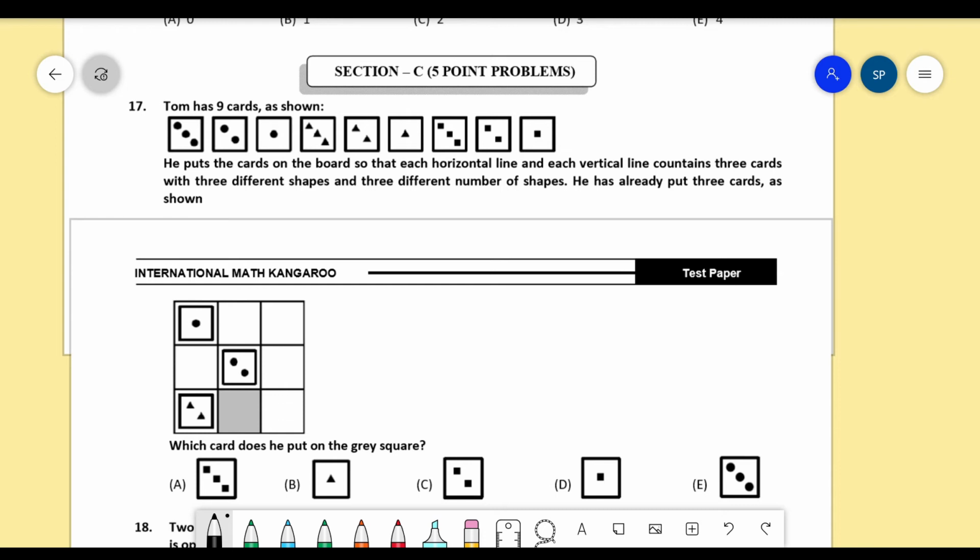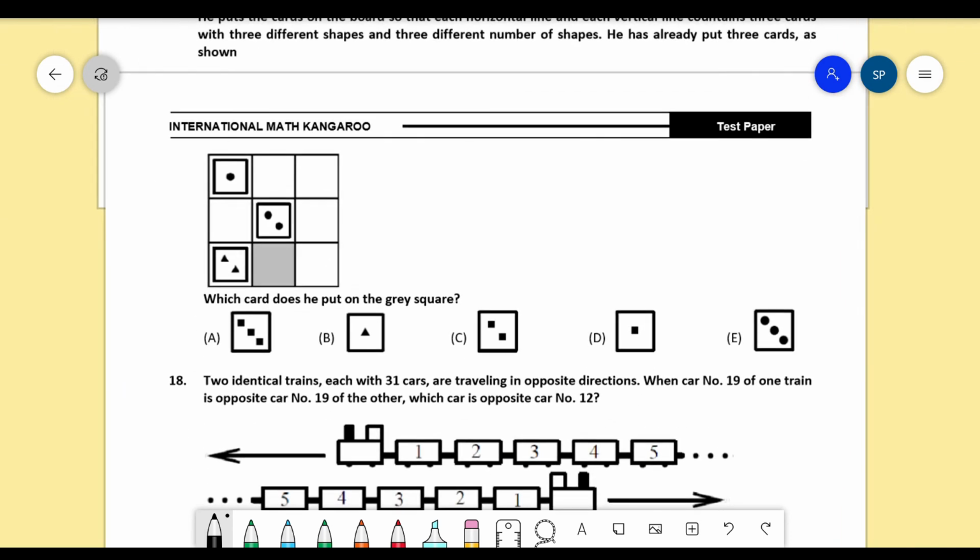17. Tom has 9 cards as shown. He puts the cards on the board so that each horizontal line and each vertical line contains 3 cards with 3 different shapes and 3 different numbers of shapes. He has already put 3 cards as shown. Which card does he put on the gray square?